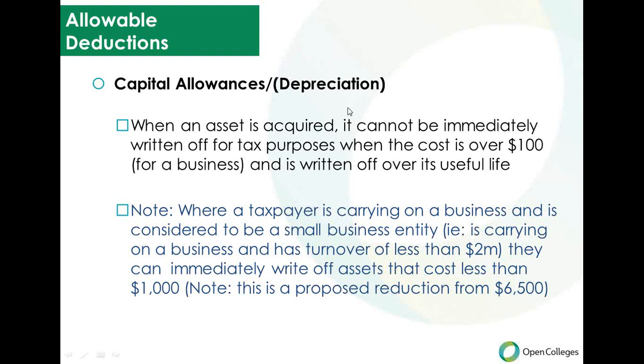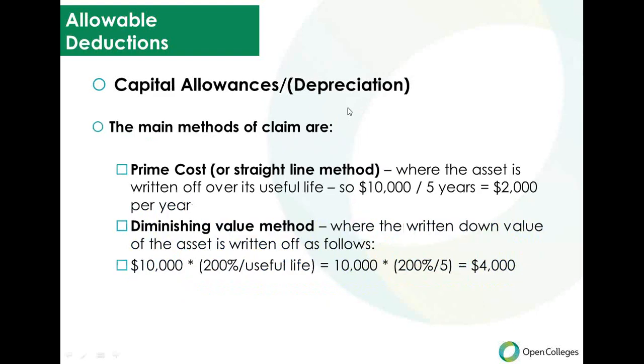Now, going on from there, the next little area, or the main methods of claim I should say, with capital allowances relate to prime cost or the straight line method. In that case, the asset is written off over its useful life. So if the asset was acquired for $10,000 on the 1st of July, on the first day of the year, all you have to do is divide that by 5. Remember that if the asset was acquired on the 1st of January, then you've got to divide that by 2. There's only going to be 6 months of claim for the prime cost method.